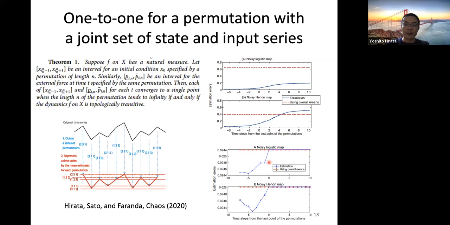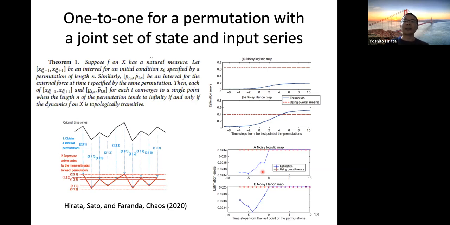So, as shown in the schematic on the right-hand side, we can estimate the state as well as the stochastic input when we specify the permutation. That's because if we consider an infinite length of the permutation, we can establish a one-to-one correspondence between the permutation and the joint set of state and input. This one-to-one property is the reason why the permutation can be used for characterizing stochastic systems.